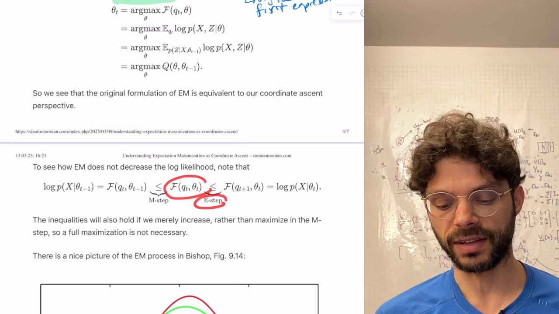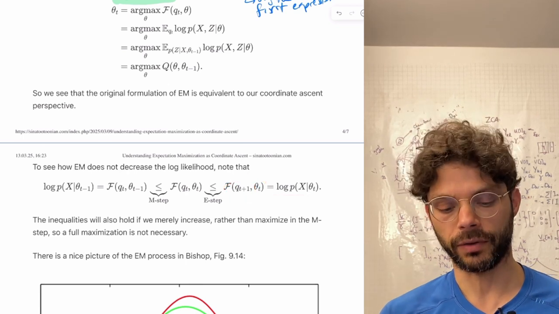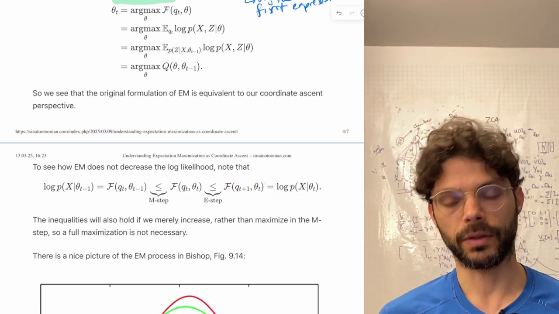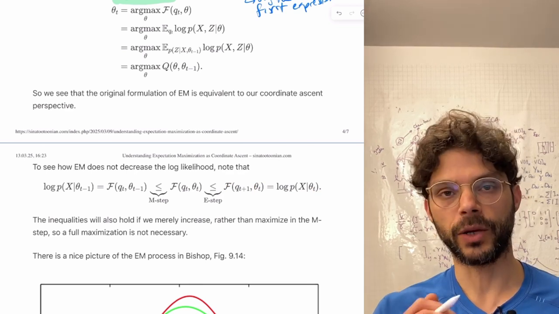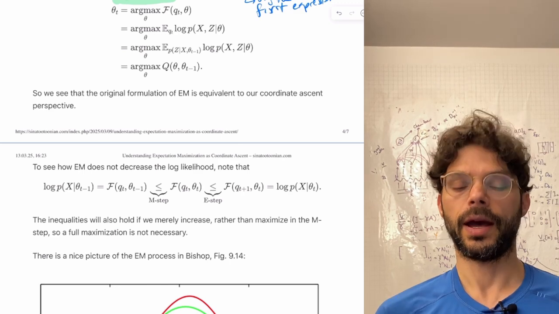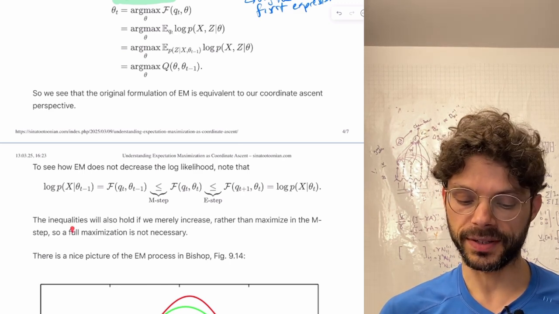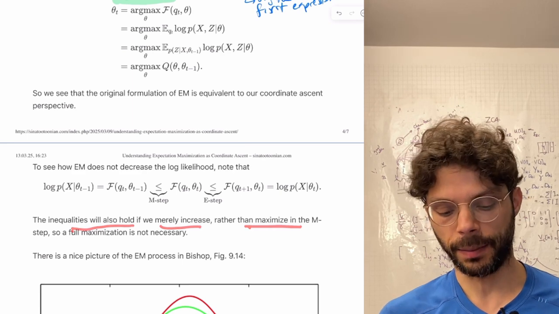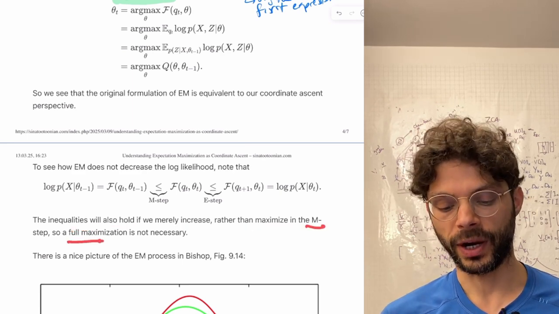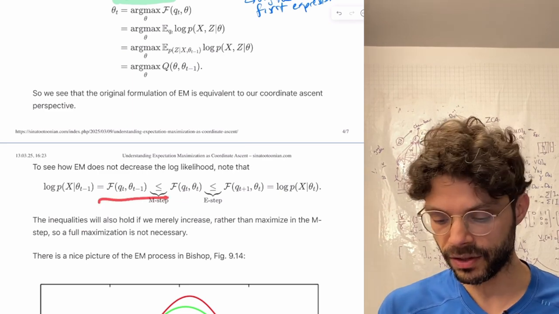Then we do another E step to update Q again, and now this is going to equal the log likelihood at the new set of parameters. So at each one of these steps, we're not decreasing the log likelihood, and hopefully we're also increasing it. One final point is that the inequalities will also hold if we merely increase rather than maximize in the M step. So you don't have to do a full maximization, you can just increase your theta by a small amount, and all of this will still hold.